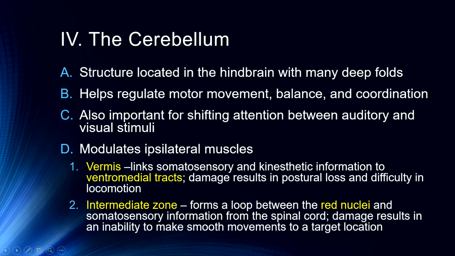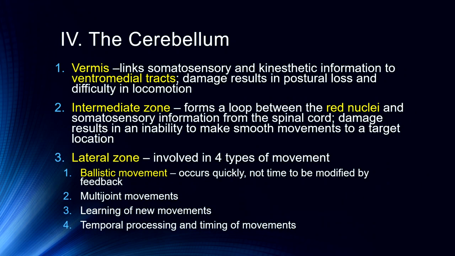The intermediate zone forms a loop between the red nuclei and somatosensory information from the spinal cord, and damage here results in an inability to make smooth movements to a target location. So this is the kind of thing where we get integration between sensory information and motor information. And so as you're trying to reach over to grab something, you need that sensory information to tell you how fast you're moving, where you've moved to, how far you've moved, as well as when you've arrived, say when you're reaching over to grab the mouse to your computer. So damage to this particular area makes it hard to make that movement smooth because the motor information is not getting that sensory information that it needs to calibrate those movements.